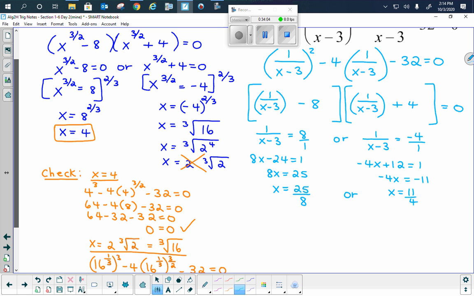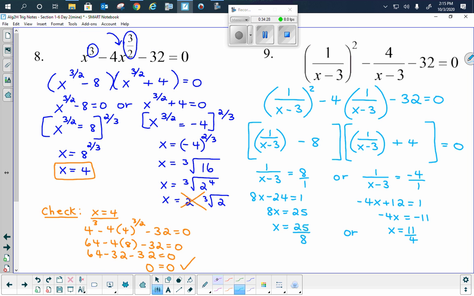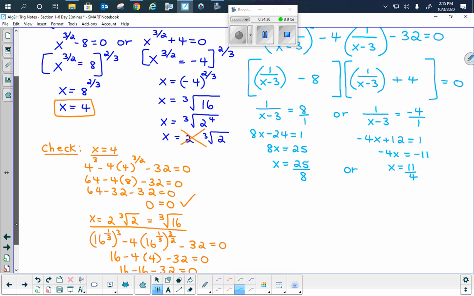And then for this one, I didn't do anything fancy, guys, right? I didn't square anything. I didn't raise it to a rational exponent. So I guess the only thing you have to worry about is that there is a variable in the denominator. So if you look up above, x can't be 3 from those denominators. Neither one of these answers is 3, and therefore you are safe to go ahead and say that x does equal 25/8.